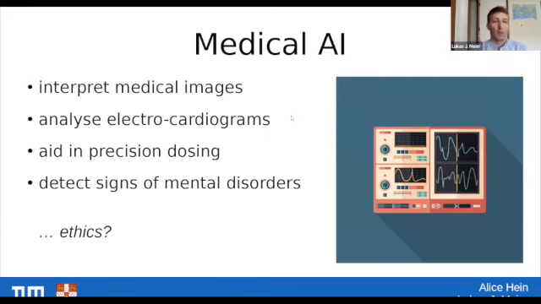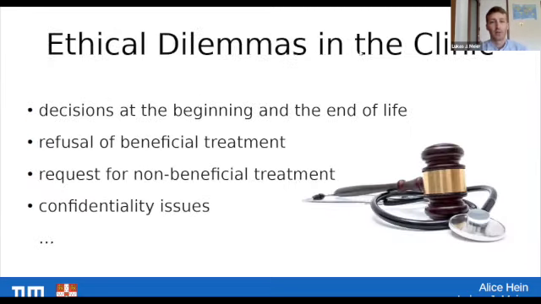Medical AI in the clinic. What does it do so far? We've heard some examples today already. It can interpret medical images, analyze cardiograms, diagnose certain conditions. But so far, the ethical realm has been spared from automation. Does it make any sense to automate in this realm? Could you automate? What could you automate?